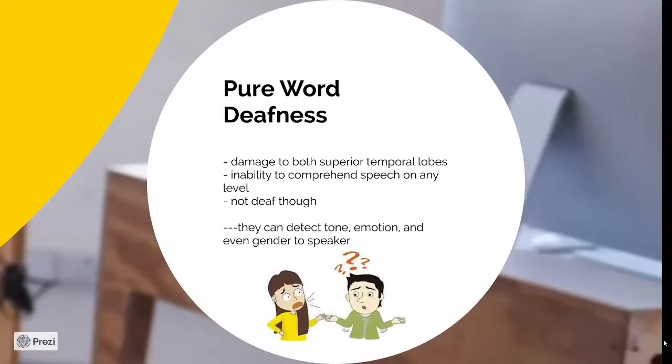The last type is pure word deafness. Pure word deafness is damage to both the superior temporal lobes. Pure word deafness is basically the inability to comprehend speech on any level. However, patients with PWD are not deaf. They can detect tone, emotion, and even gender of the speaker. They just cannot understand what is being said.